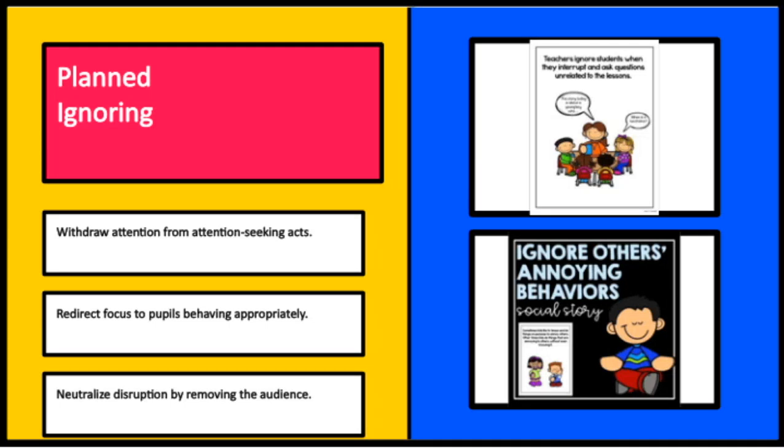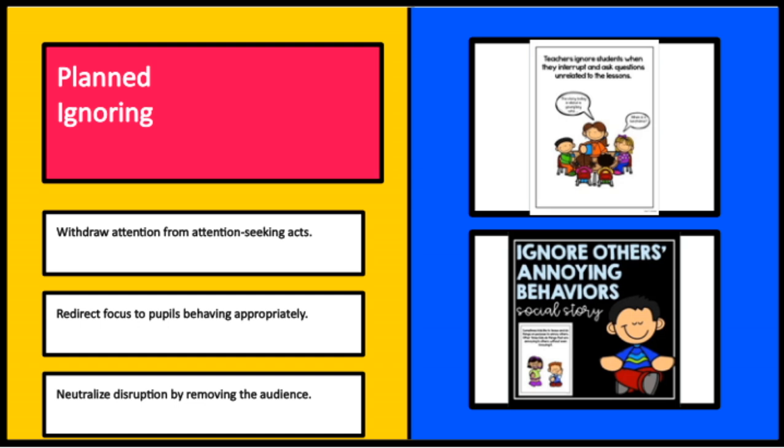Let's talk about how to handle disruptions effectively. One key strategy is to neutralize disruption by removing the audience. This means, if a student is causing a disturbance, sometimes the best approach is to remove their attention from the situation, which can help deflate the disruption itself.